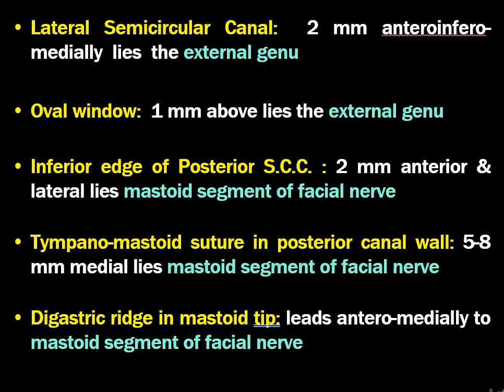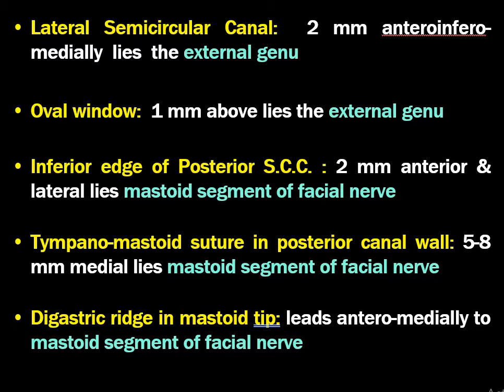Next is lateral semicircular canal. External genu of the facial nerve lies around 2 mm antero-inferomedially from the lateral semicircular canal. Therefore, it is also a very good landmark for the facial nerve. For your information, the dome of lateral semicircular canal is the medial boundary of the mastoid antrum also.